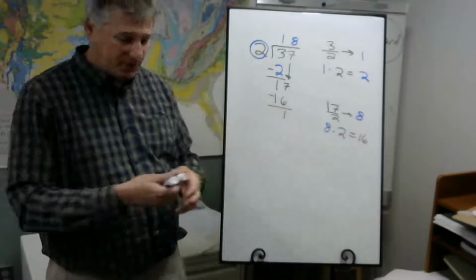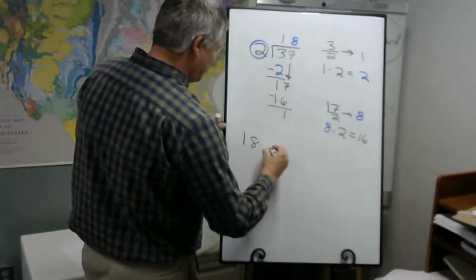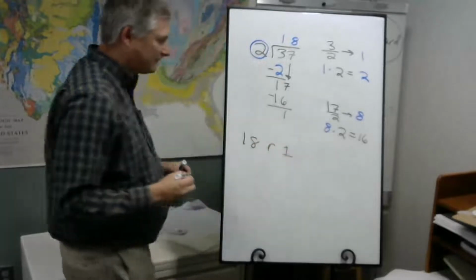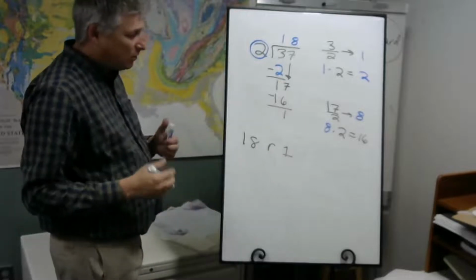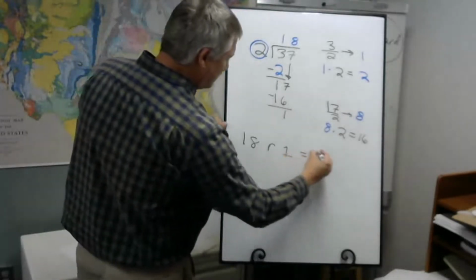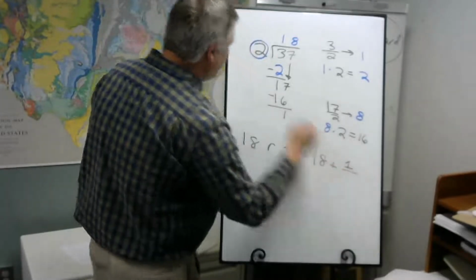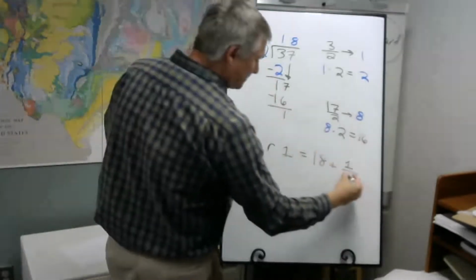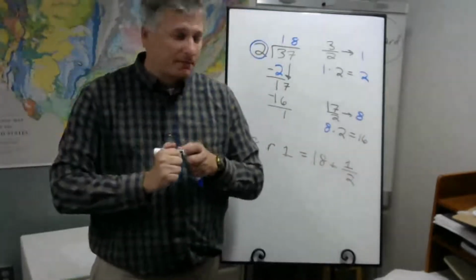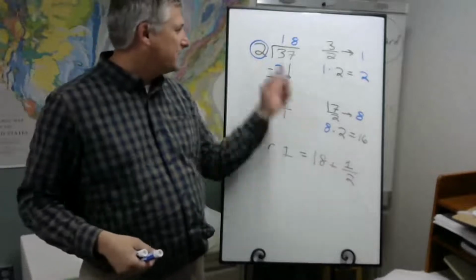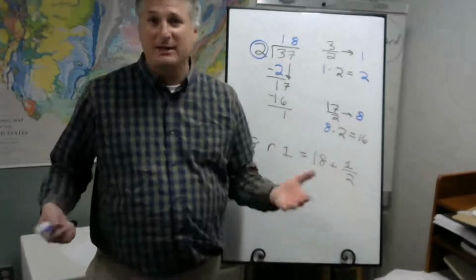So what did we get for an answer? Well, we get 18, remainder 1. And this R stands for remainder. Or we'll say 18 plus, and then we take the remainder and we divide it by the divisor. That's the other way of saying you got a remainder. And you can try this. If you take 37 divided by 2, you'll get 18.5.